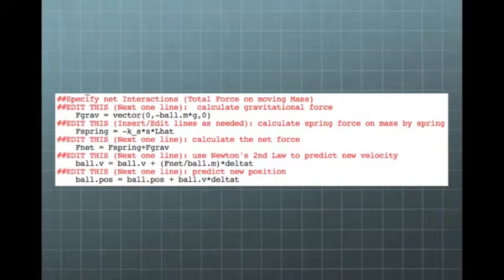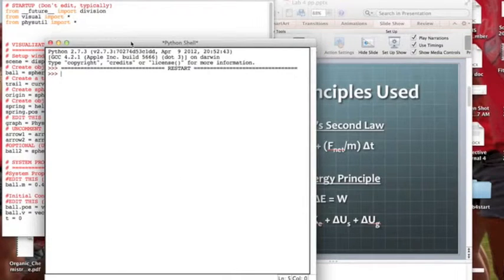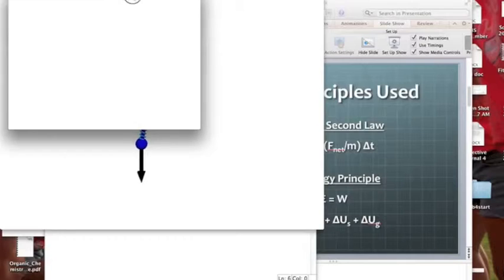This section of code defines the different forces in the system. The force of gravity and the spring force are defined with F net being the two forces added together. We then insert Newton's second law to update velocity and then the position update equation. When we run the code, it looks like this.